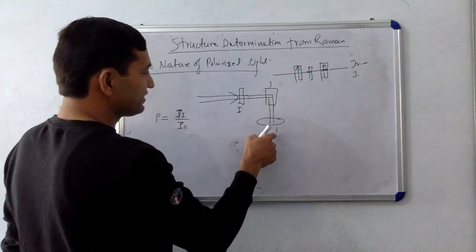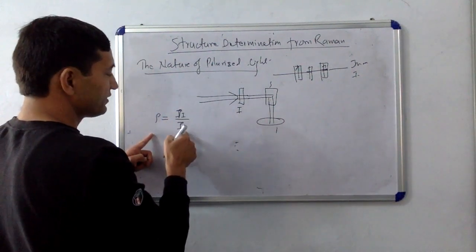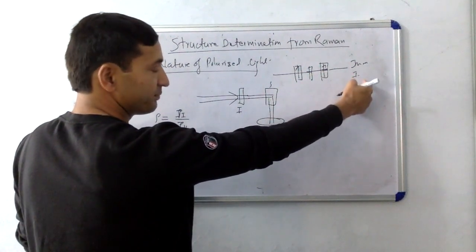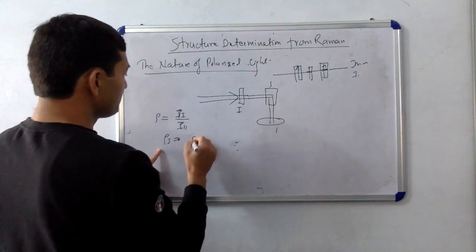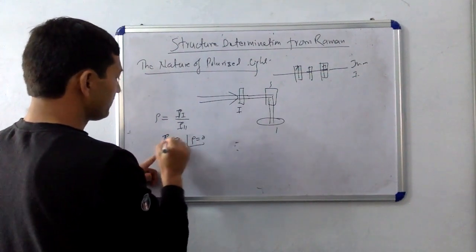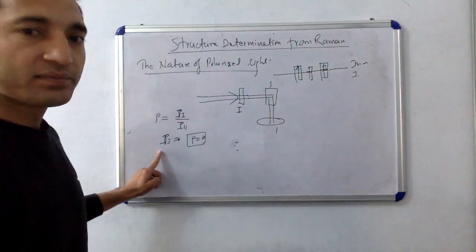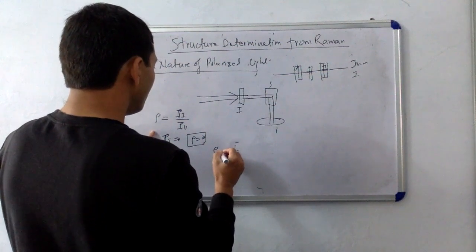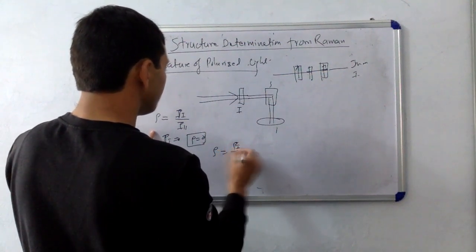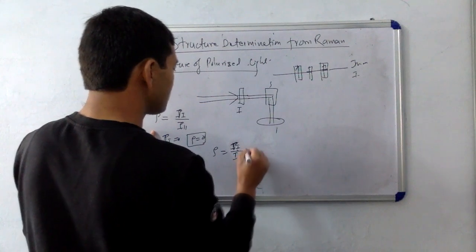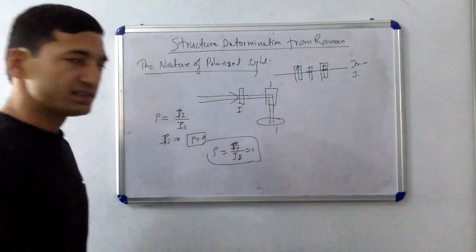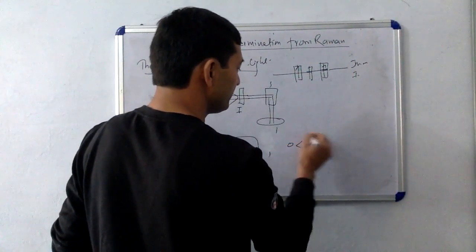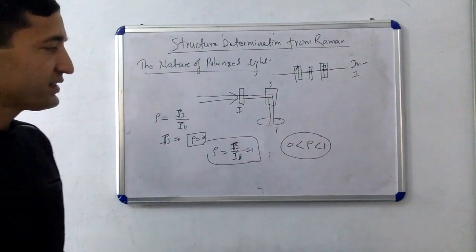then the depolarization is defined as rho equal to I perpendicular over I parallel. If rho is equal to 0, that is, I perpendicular is 0, then the light is completely polarized. On the other hand, if rho, I perpendicular divided by I parallel, is equal to 1, it means that it's completely depolarized. And if the value of rho is between 0 and 1, that is called partially depolarized.